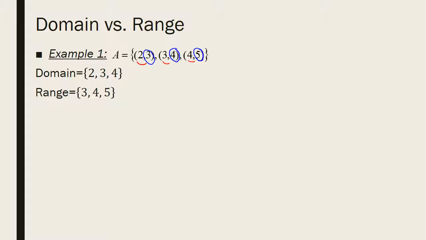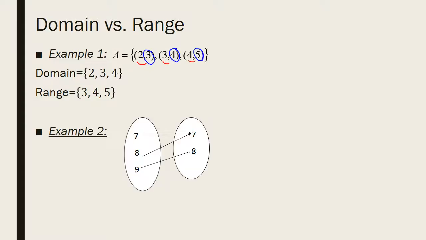Let's take a look at a second example, and this time we're looking at a map diagram. If you look at this map diagram, you'll see that the arrows are going from left to right. That means the left group includes the inputs and the right group includes the outputs. So the domain in this case is going to include 7, 8, and 9, and the range is going to include 7 and 8.